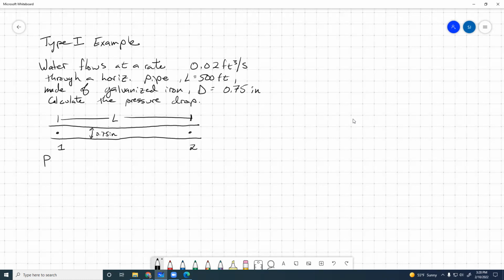P1 over gamma plus V1 squared over 2g plus Z1 is equal to P2 over gamma plus V2 squared over 2g plus Z2 plus head loss.